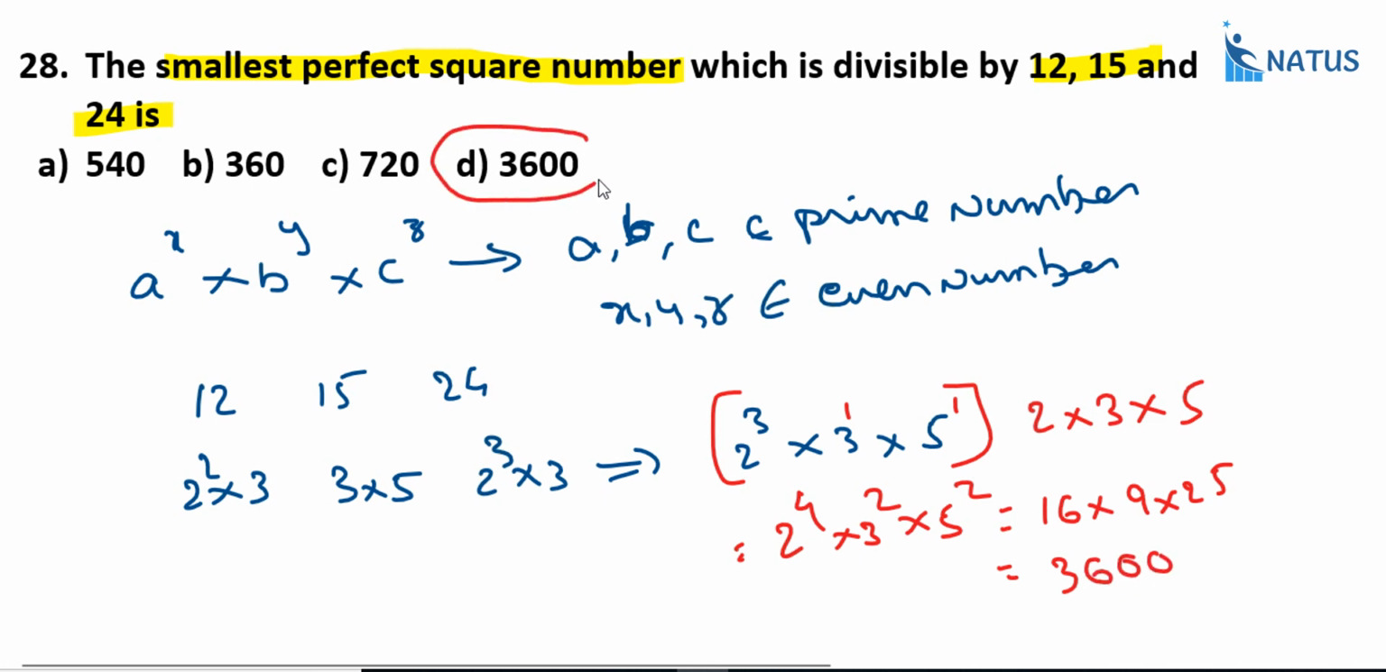Option D. Suppose if you go through the options, these three numbers are not a perfect square. 3600 is a perfect square, so that is the answer. But the concept is this one. You must be thorough with the concept, right? Unless you are thorough with the concept, you can't do anything. You don't depend on the options, right?